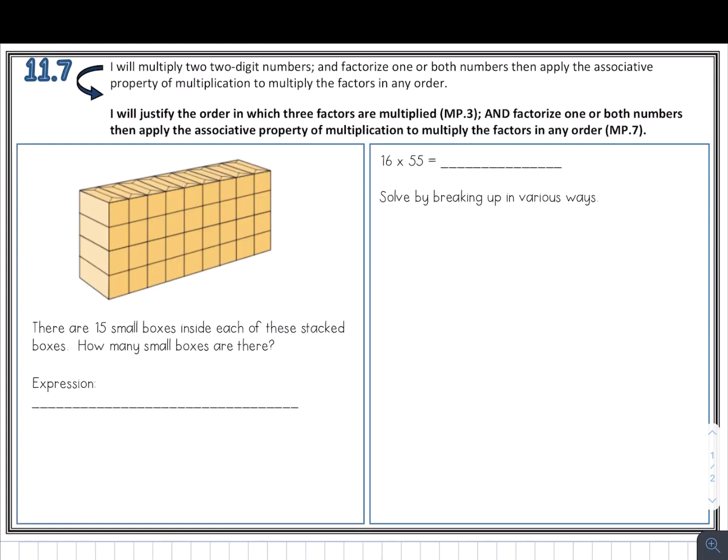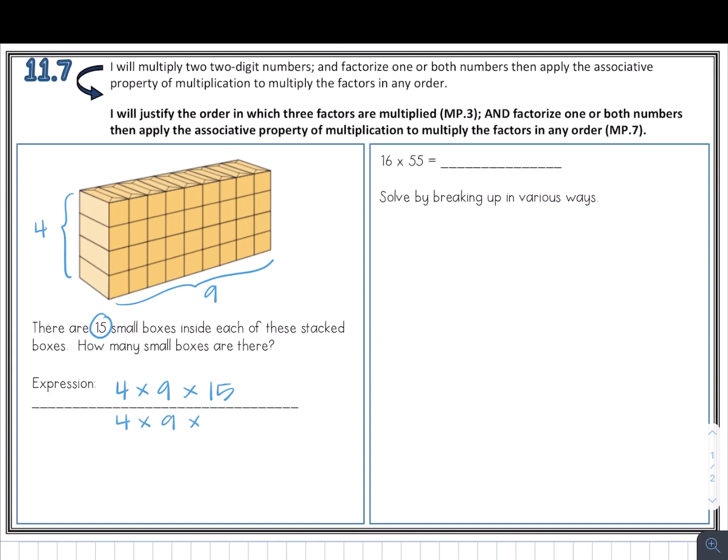Okay, so let's apply this to a word problem. So here we have 15 small boxes inside of the stacked larger boxes. So let's count the larger boxes first. We see we have 4 stacked up high and then 9 across. And then inside of each of these boxes, there are 15 smaller boxes. So my expression would be 4 times 9 times 15.